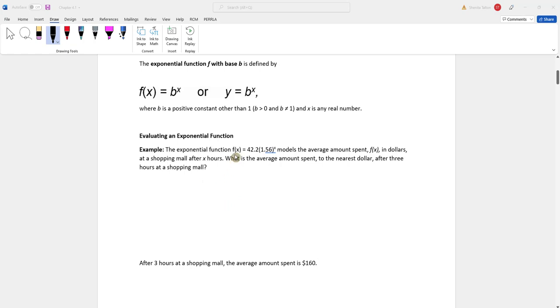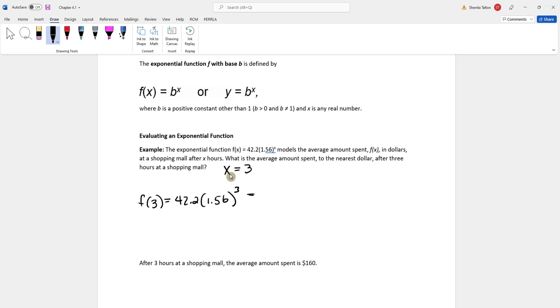The exponential function f of x is equal to 42.2 times 1.56 raised to the x power models the average amount spent, f of x in dollars, at a shopping mall after x hours. What is the average amount spent to the nearest dollar after 3 hours at a shopping mall? So x represents the number of hours, and we're looking at 3 hours shopping at the mall. So I'm going to plug in 3 into the function. Whenever I see an x, I'm going to put in a 3.